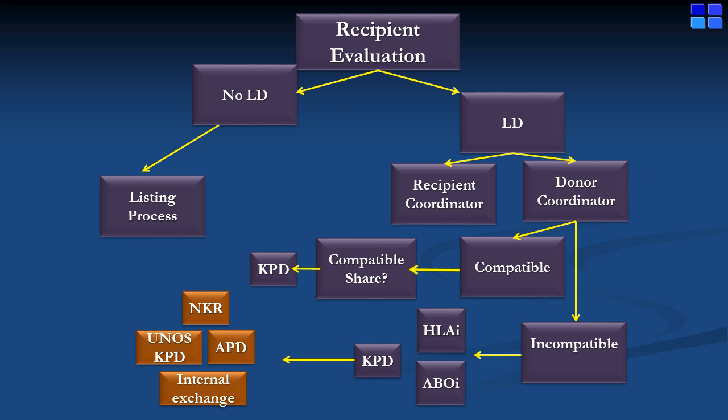So I'd just like to move on to the flow of a living donor. You can see in this little schematic we have the recipient evaluation, and if there's no living donor in our center, they go to a pre-transplant team for listing that recipient. If they have a living donor, then we have a recipient coordinator on our living donor team, and we have living donor coordinators. So then we're judging, is the pair compatible or incompatible? If they're compatible, they're going to go on to our Compatible Share program, which I'll explain momentarily. If they're incompatible, we're going to look at what the incompatibility is, and then we're going to decide with our KPD coordinator at one of our incompatible meetings, are we going to list them nationally?